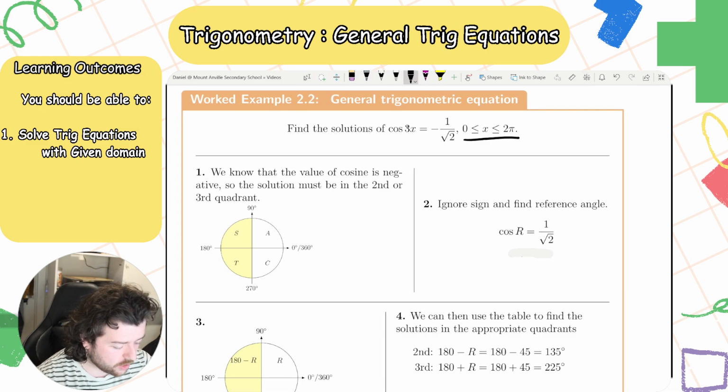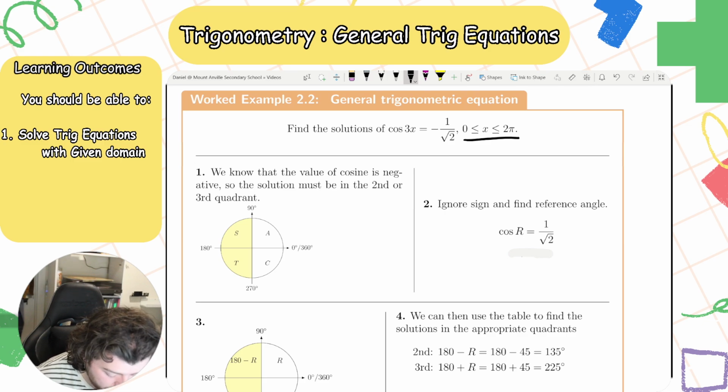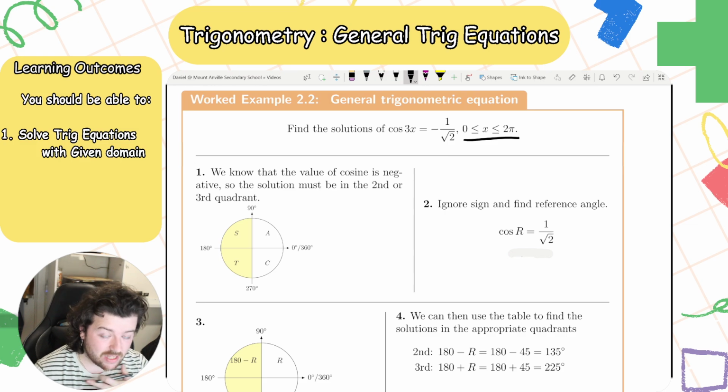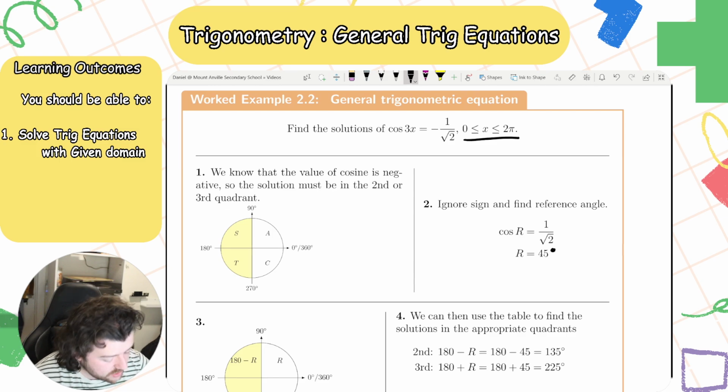So cosine 3x equals minus 1 over root 2. That means it's in quadrant 2 and quadrant 3, because cosine's negative here and cosine's negative there. Ignore the sign and find the reference angle. So we drop the minus and then we find the reference angle. So cosine of 1 over root 2. Again, I like dealing with degrees and then radians at the end. So my angle is equal to 45 degrees.